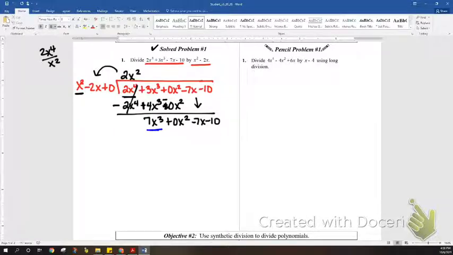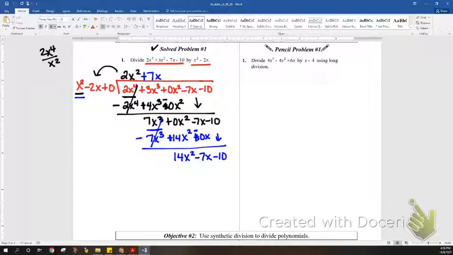So we got 7x cubed divided by x squared. That's going to be 7x. Multiply everything on the outside by the 7x. So 7x times x squared is 7x cubed. 7x times negative 2x is negative 14x squared. And 7x times 0 is 0x. Subtract them, which remember means change the signs. So we got 0x squared plus 14x squared. Negative 7x minus 0x. And then we have our bring down the rest, so bring down your minus 10.